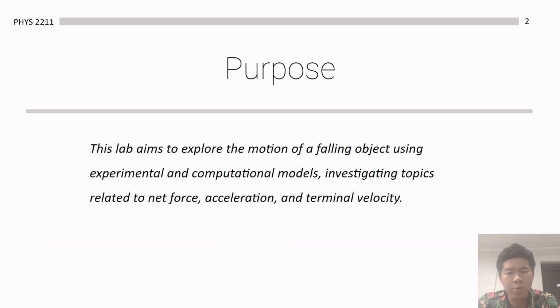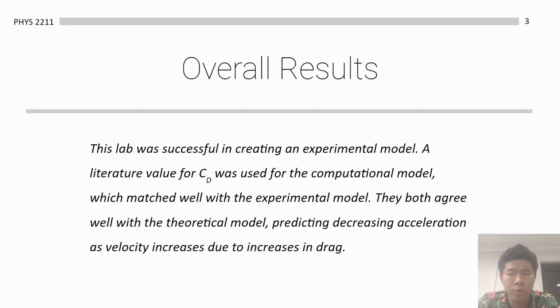The purpose of this lab was to explore the motion of a falling object using experimental and computational models and investigate topics related to net force, acceleration, and terminal velocity. So this lab was successful in creating an experimental model, a computational model that matched well with the experimental model, as well as a theoretical model that also matched well, which predicted decreasing acceleration as velocity increases.